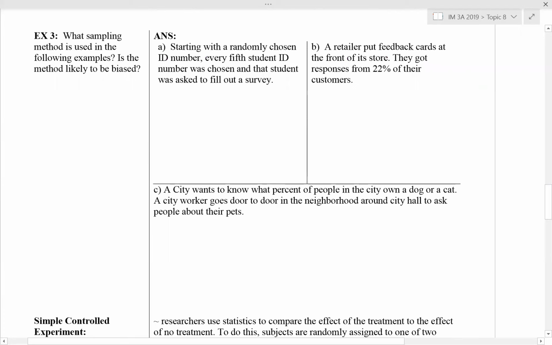So starting with a randomly chosen ID number, every 5th student ID number is chosen, and that student was asked to fill out a survey. And so this is a systematic sample, because we're looking at every 5th, right? That's our rule. And so this is not likely to be biased.